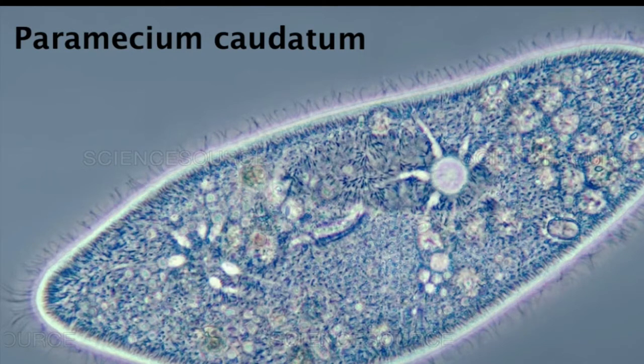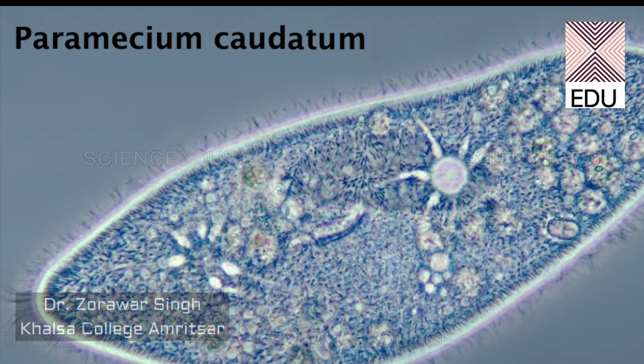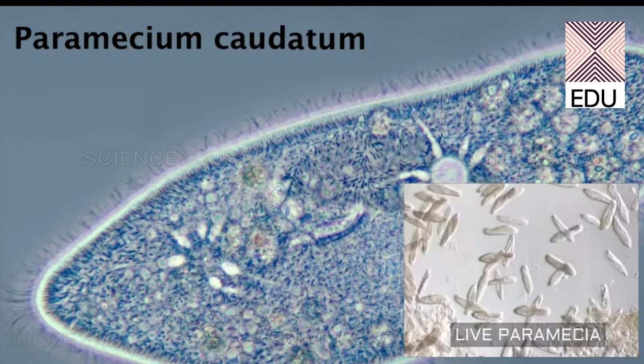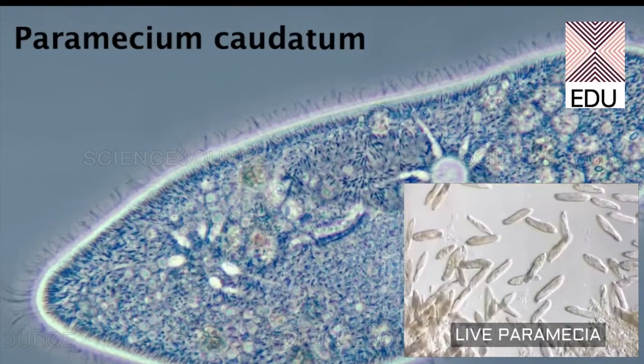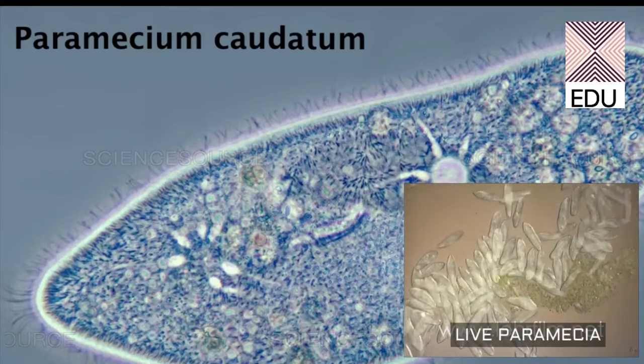Very good morning, students. Today we are starting with our second animal, Paramecium chordatum. Paramecium chordatum also belongs to the phylum Protozoa, as this is a very small animal. Proto means small and zoa means animal. These are also present in fresh water.